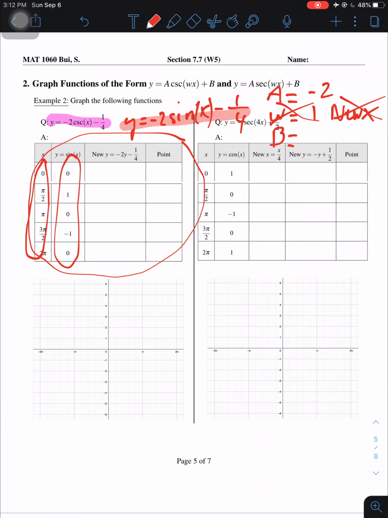And for b, it's the thing after the sine of x. So in this case, b is -1/4, okay? And I stick with the rules from before: since a and b are for the y part, I'm going to multiply by a and add b, right? So I end up having this formula here to find my new y's. Then let's do 0 first. 0 times -2, that is -2, minus 1/4.